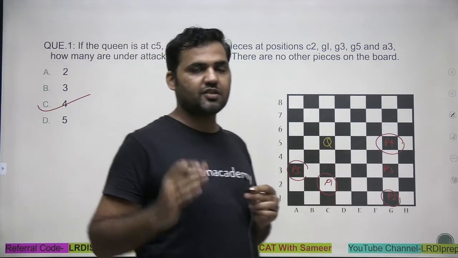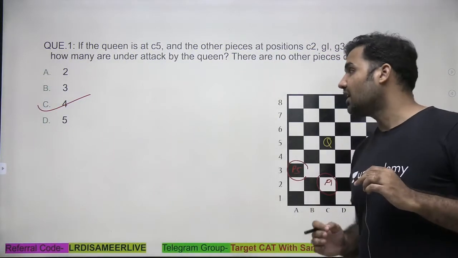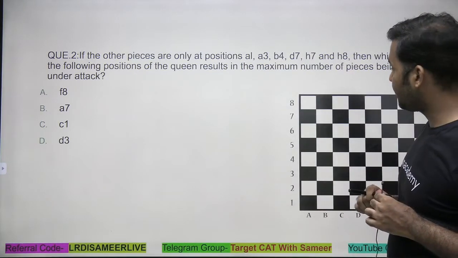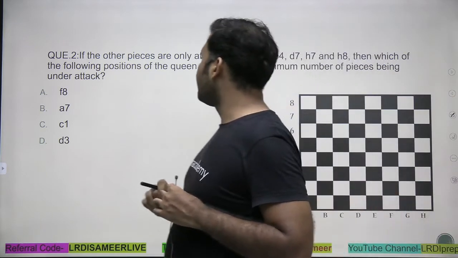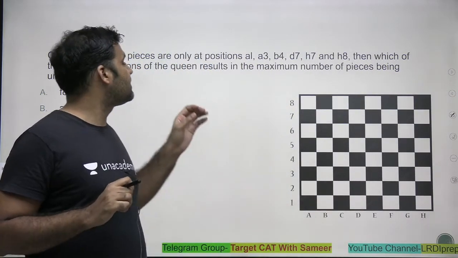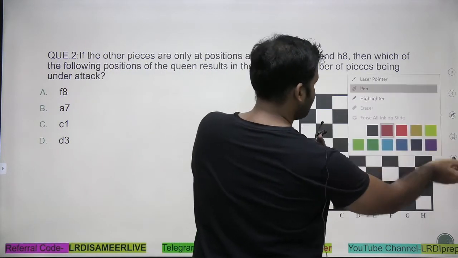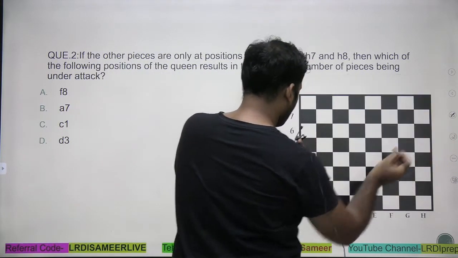A very, very simple and easiest question that you will ever find in CAT exam. Next, look at this question number 2. If the other pieces are at position A1. So let's see that there's a position A1.